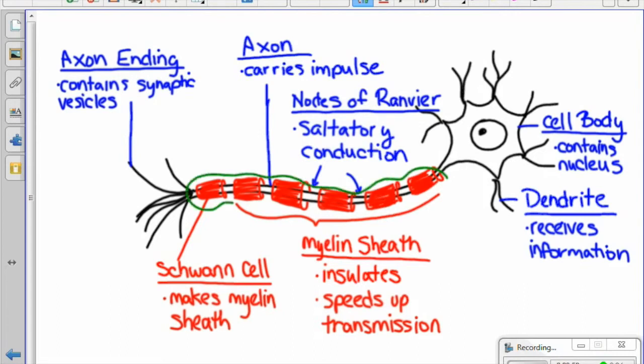If a myelin sheath is on a neuron, then it also has a neurolemma. A neurolemma promotes regeneration of the neuron.